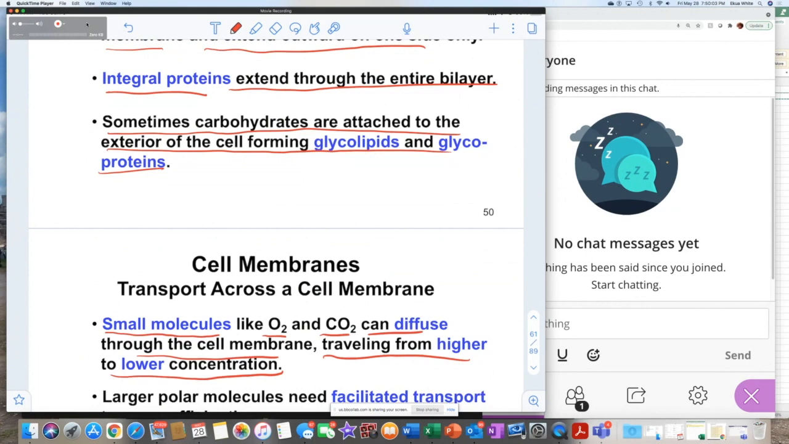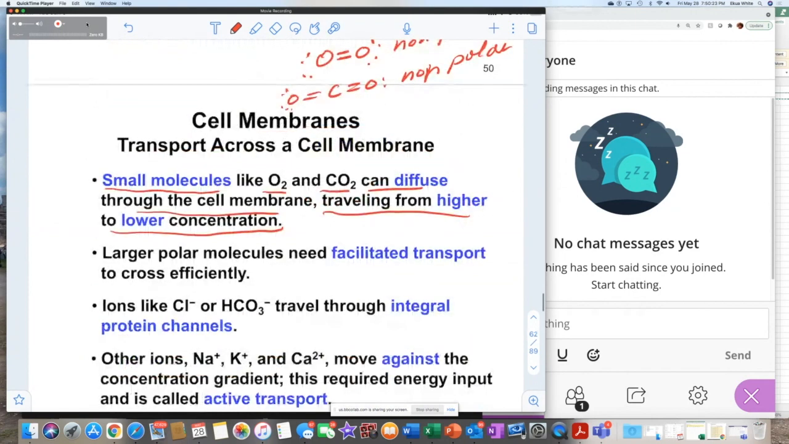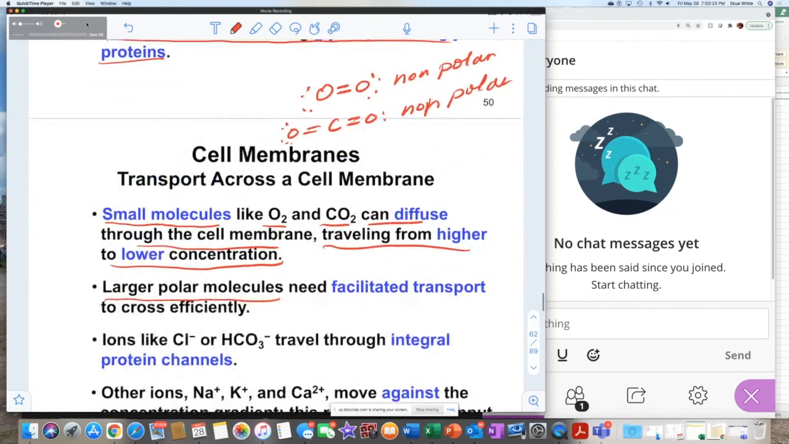But wait, let's think about it for a moment though. Oxygen. Let's talk about the lowest structure here. This is nonpolar. Carbon dioxide. Also nonpolar. We'll talk about that later on. Larger polar molecules. So I guess I should talk about it right now since we're here. But notice that oxygen is nonpolar, carbon dioxide is nonpolar. Since these are small molecules and they're both nonpolar, they can easily travel through the membrane.